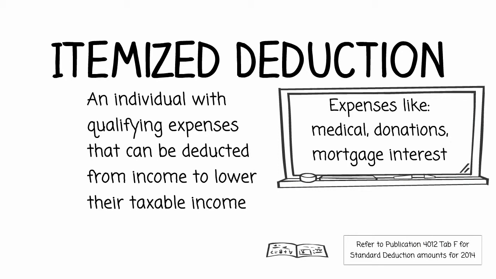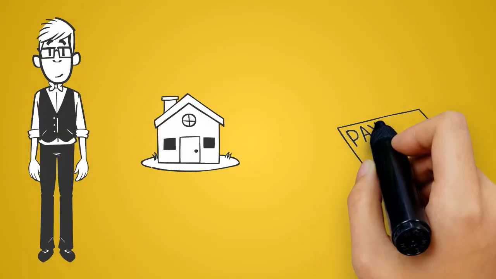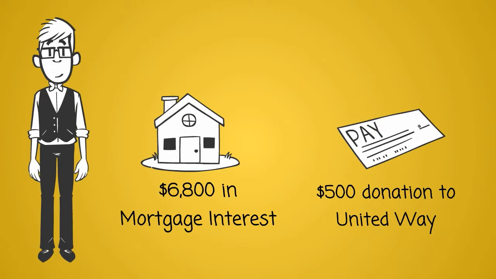Let's see what this looks like. Let's go back to Mario. Only this time, Mario has expenses that he wants to know if he can itemize. Mario had a mortgage and he paid $6,800 in interest. In addition, he made a $500 contribution to United Way of the Bay Area.